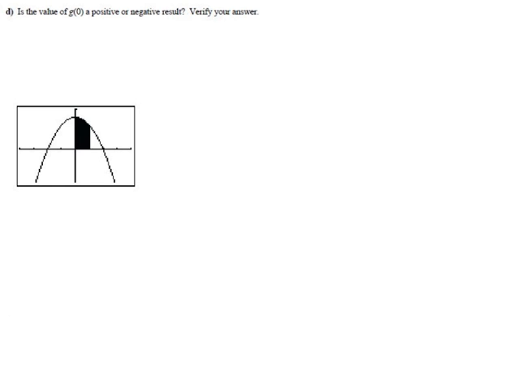Okay, one more question about this integral that we're looking at. Is the value of g of 0, they say, a positive or a negative result? Verify your answer.